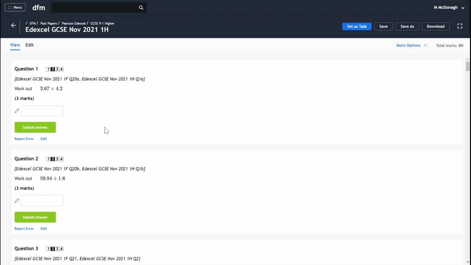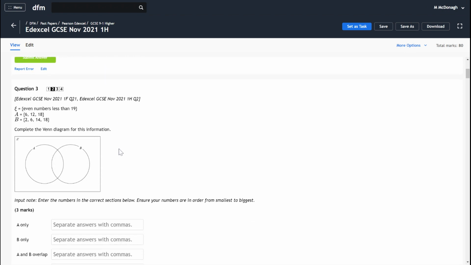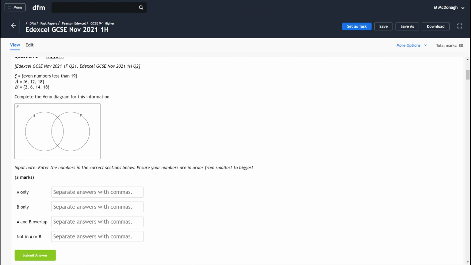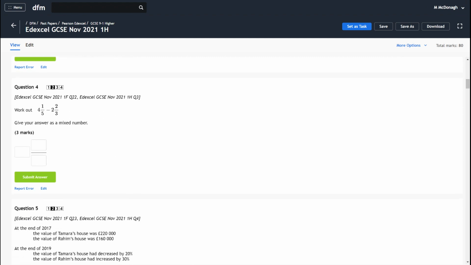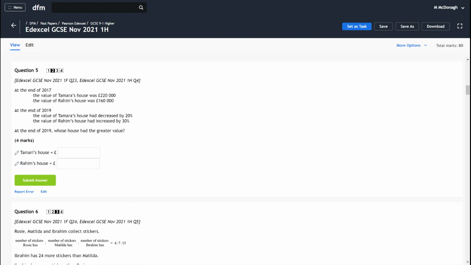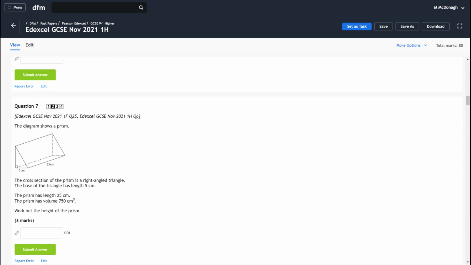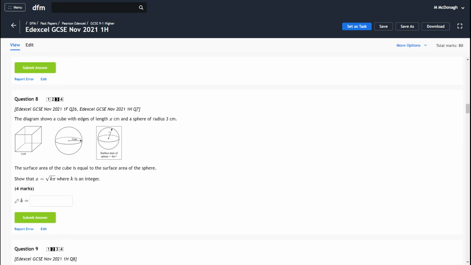The first question is to do with multiplying decimals. Then we've got a question on dividing decimals. This one is looking at completing a Venn diagram. Subtraction with mixed numbers. This question is to do with percentage increase and decrease. And this question is to do with ratio. We can have a quick look at the rest of the questions as well, but we get the idea.